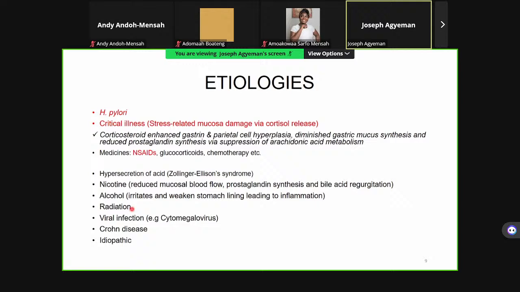Radiation. If you have cancer, you can use radiation as one of the options to heal the cancer. Radiation kills the cancerous cells.